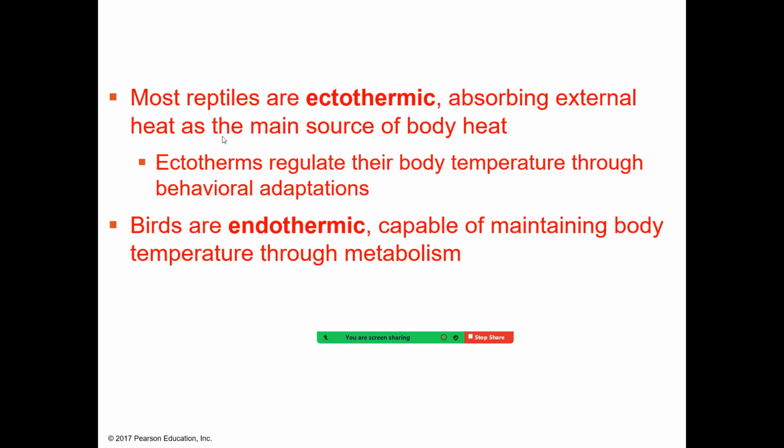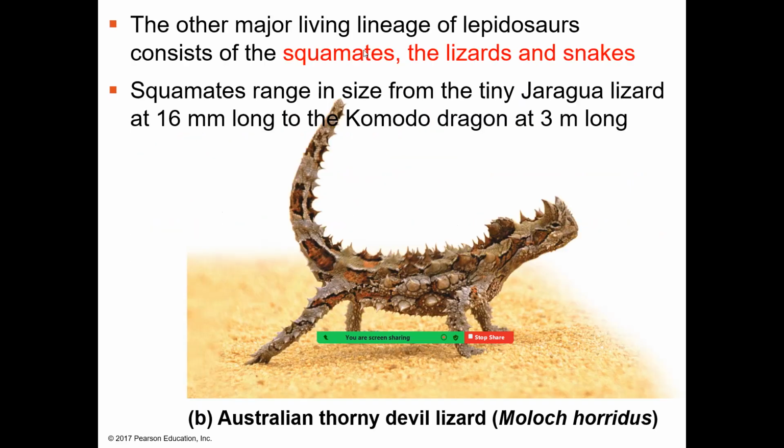So looking at some examples of reptiles, lizards and snakes. Lizards and snakes make up a particular lineage called the squamates. Squamates, lizards and snakes, can be very variable in their sizes. They can be very tiny, so 16 millimeters long. So again, 16 millimeters is 1.6 centimeters, so very tiny, all the way up to the Komodo dragon at 3 meters long. So that's very, very large, up to 9 feet long.